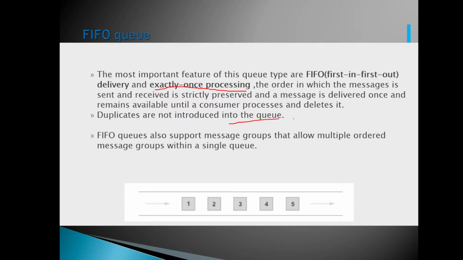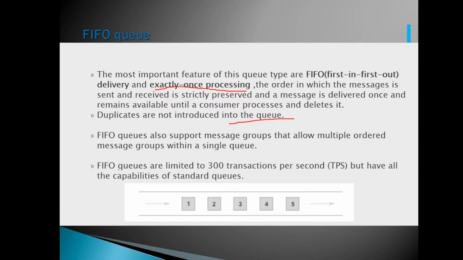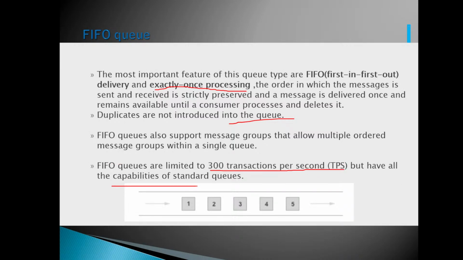Duplicates are not introduced in the queue. FIFO queue also supports message groups that allow multiple ordered message groups within a single queue. The problem with FIFO is that it has a limit of 300 transactions per second, but it has all the other capabilities of a standard queue. So FIFO is slow as compared to the standard one.